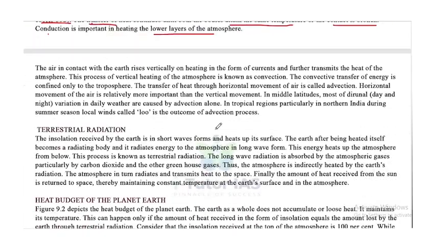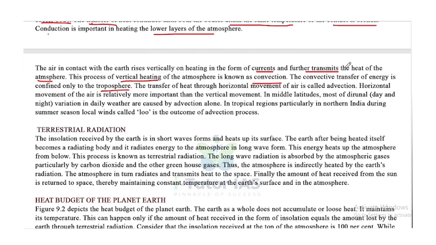Now, the air in contact with the earth rises vertically on heating in the form of currents and further transmits the heat of the atmosphere. This process of vertical heating of the atmosphere is known as convection. The convective transfer of energy is confined only to the troposphere.